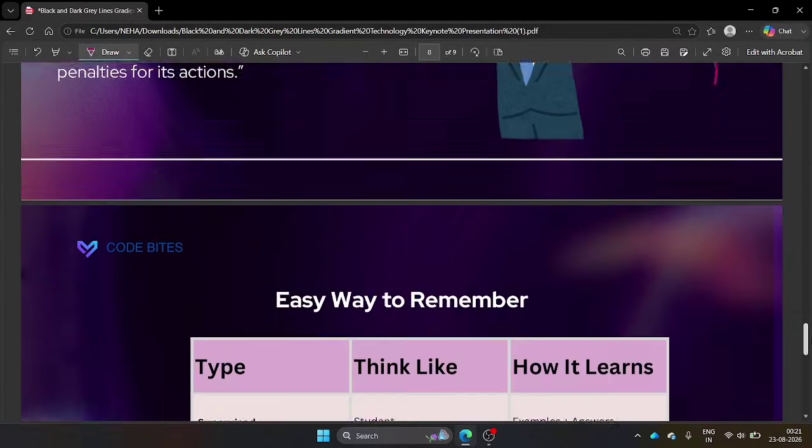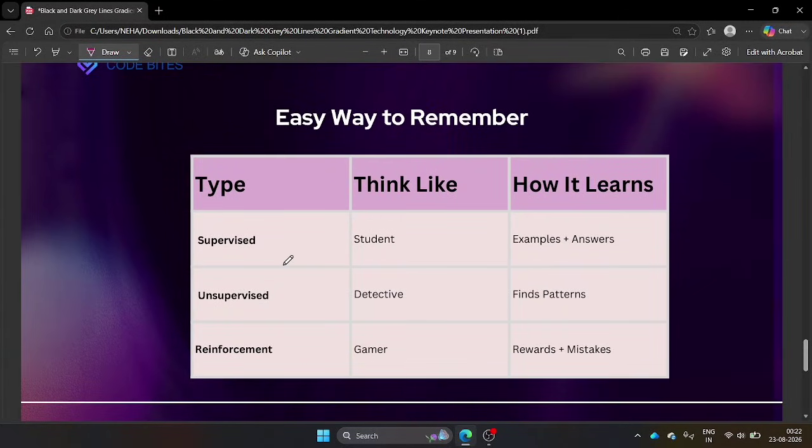I hope you are understanding these three types. Supervised learning is like a student and teacher. Imagine a student learning: your teacher gives you both the input and the output. They show a picture and say this is an apple. They tell the answer also. That is labeled data, with both input and output given. That is supervised learning.